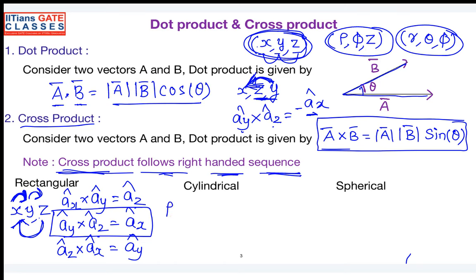On the right-handed sequence for the cross product: rho to phi is the right-handed sequence, phi to z and z to rho. So please write the cross product. What will happen? A rho cross A phi will become positive AZ, and A phi cross AZ becomes positive A rho, and AZ cross A rho becomes positive A phi.